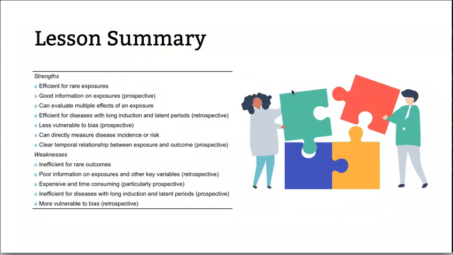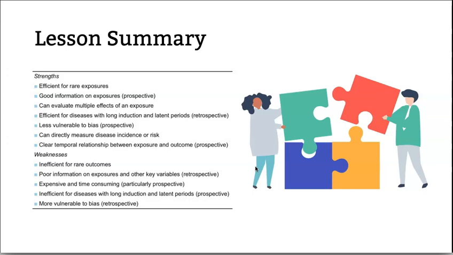So in summary, this is a chart from another textbook that I think does a good job of presenting some of the pros and cons of this type of study. Strengths: it's very good for rare exposures because you can select people based on their exposure. It's less vulnerable to bias, meaning you're following people forward. You can measure disease incidence or risk directly, and you've got a clear temporal relationship with the prospective study.